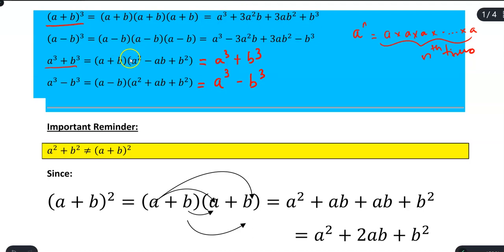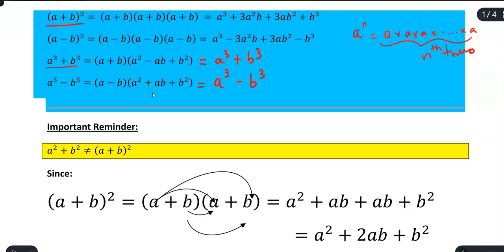So keep in mind that the last operation for the sum of cubes is that you are adding the two cubes. For the difference, you're subtracting the two cubes. But for these two formulas up here, you have the cube as your last operation. So you add first before you take that to the exponent 3. You subtract first before you take that to the exponent 3. Okay? So there's a huge difference between these two.